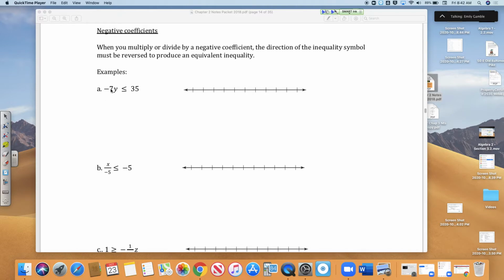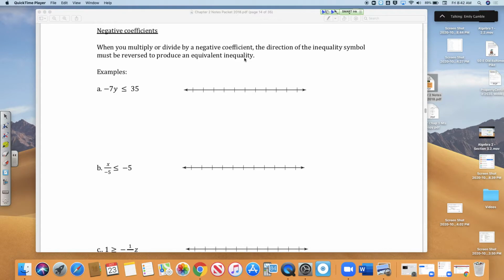This says negative 7 times y. I know I'll have to divide by negative 7. This is x divided by negative 5. I know I'll have to multiply by negative 5. Whenever you multiply or divide by a negative coefficient, the direction of the inequality has to be reversed in order for it to still be equivalent.